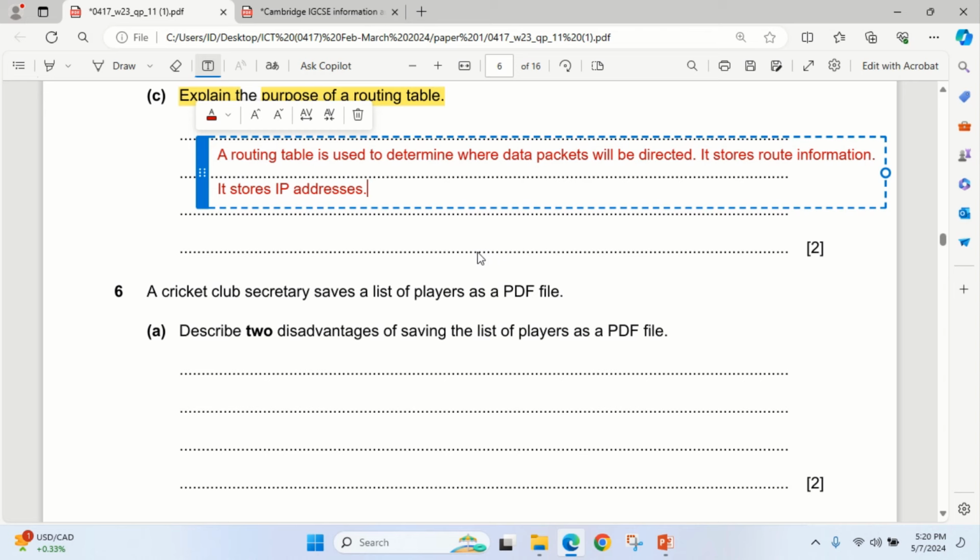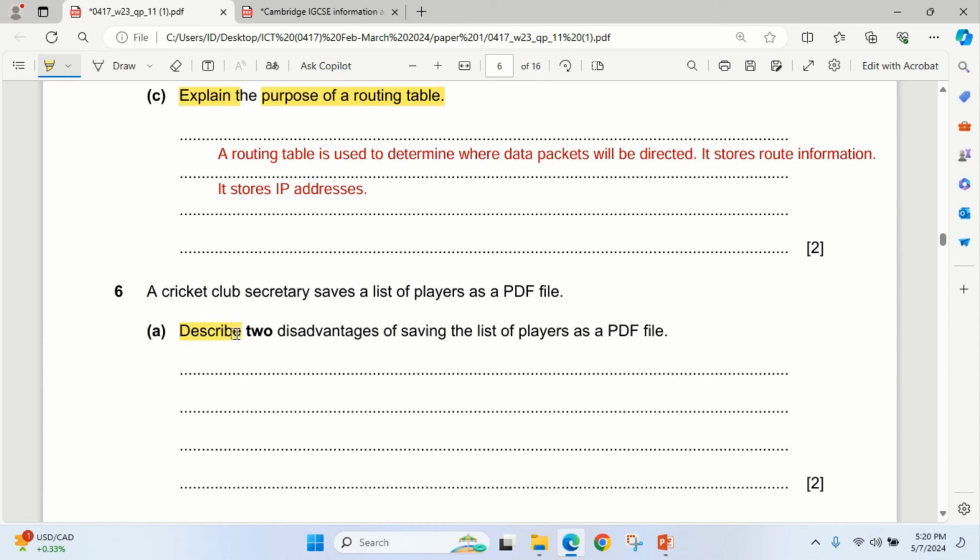Then question C says that a cricket club secretary saves a list of players as a PDF file. Let me take that again. A cricket club secretary saves a list of players as a PDF file. Describe 2 disadvantages. The command word there is describe 2 disadvantages of saving the list of players as a PDF file.